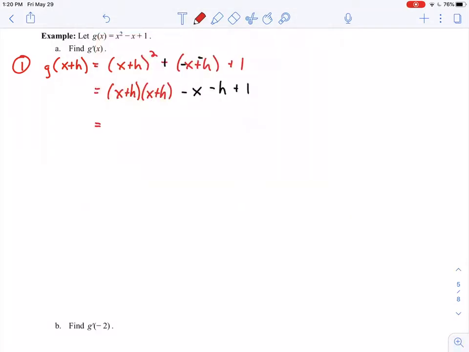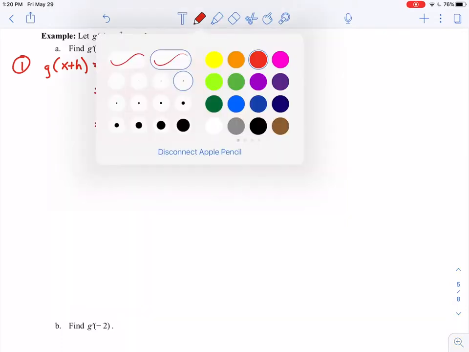After we FOIL out this piece right here, this x plus h times x plus h, I'll have x squared plus 2xh plus h squared minus x minus h plus 1. Whew. There we go. So I look at that. There's nothing I can do with that. There's no like terms I can combine. So, okay, I move on to my next step.